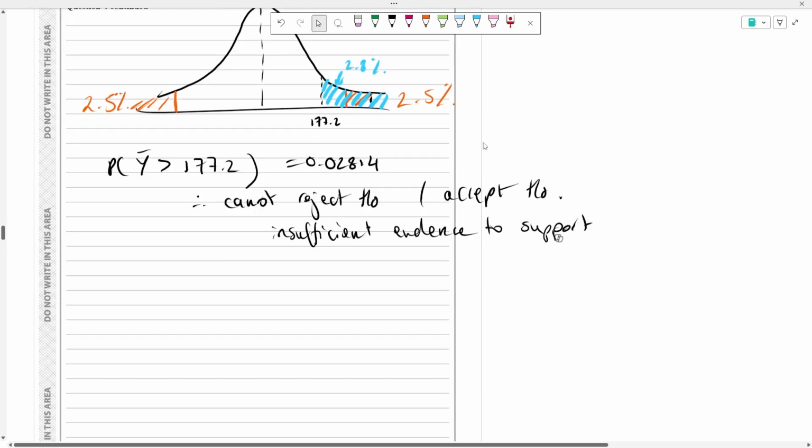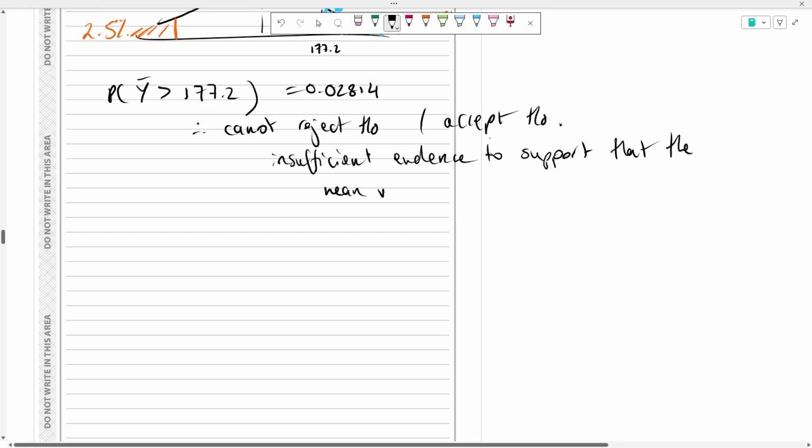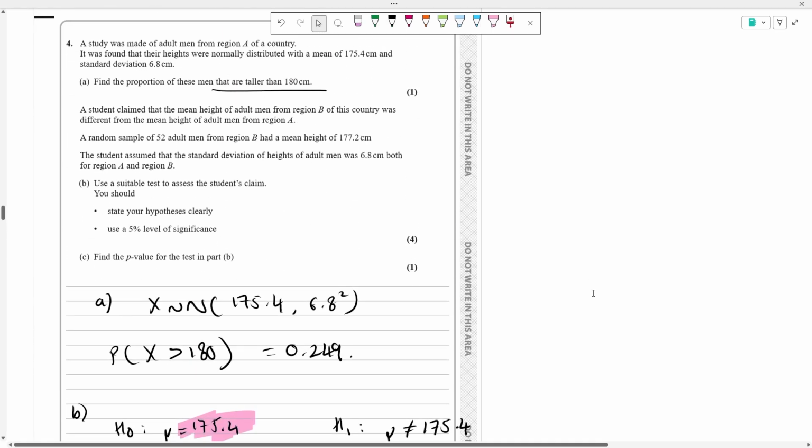Just the claim. So the claim of the student, the insufficient evidence to support that the mean heights vary between country A and country B. I'll just put A and B. Okay, and that's it. For part C, it's actually very simple.